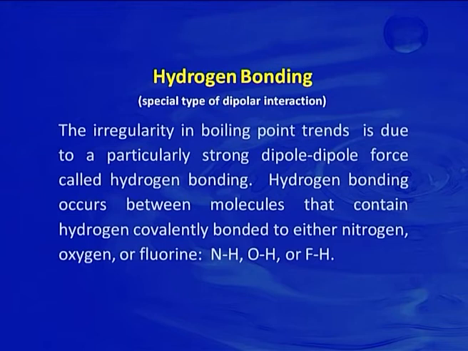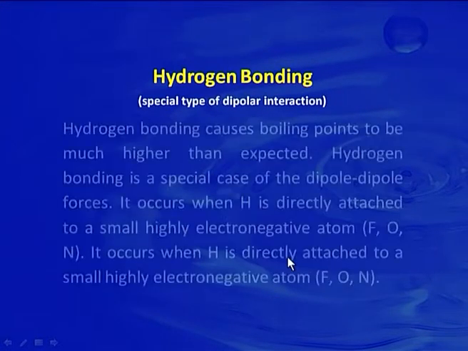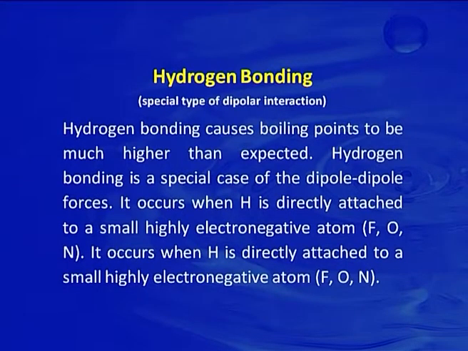It is a special type of dipolar interaction. The irregularity in boiling point trends is due to a particularly strong dipole-dipole force called hydrogen bonding. Hydrogen bonding occurs between molecules that contain hydrogen covalently bonded to either nitrogen, oxygen or fluorine: nitrogen bonded to hydrogen, hydrogen bonded to oxygen, hydrogen bonded to fluorine. Hydrogen bonding causes boiling points to be much higher than expected.